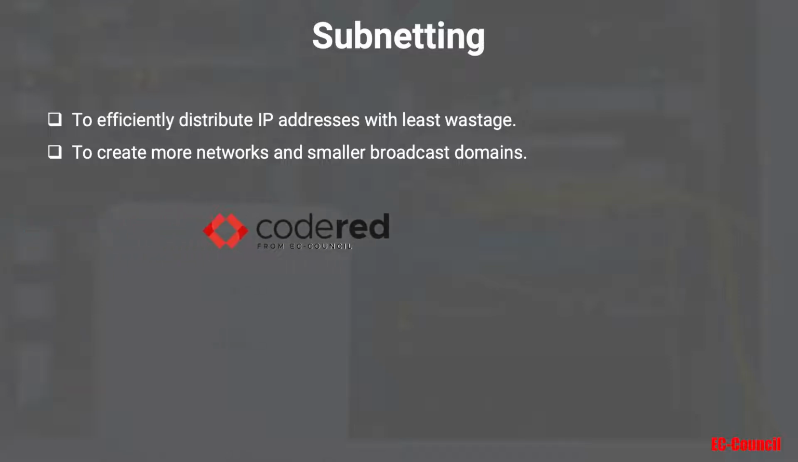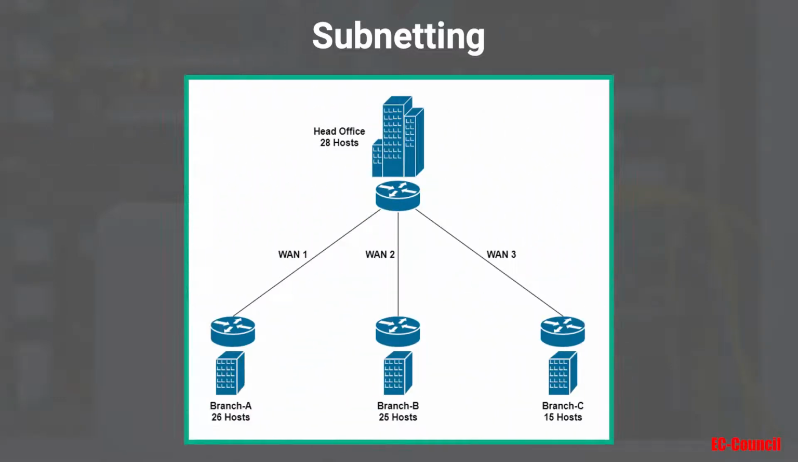The second benefit, or the second purpose of why we subnet, is to create more networks with smaller broadcast domains. So now let's take a look at a small network that we need to create a subnet for. Looking at this topology, it's a hub and spoke topology where we have the HQ office that is operating as the actual hub. As we can see in this network, we have 3 WAN links.